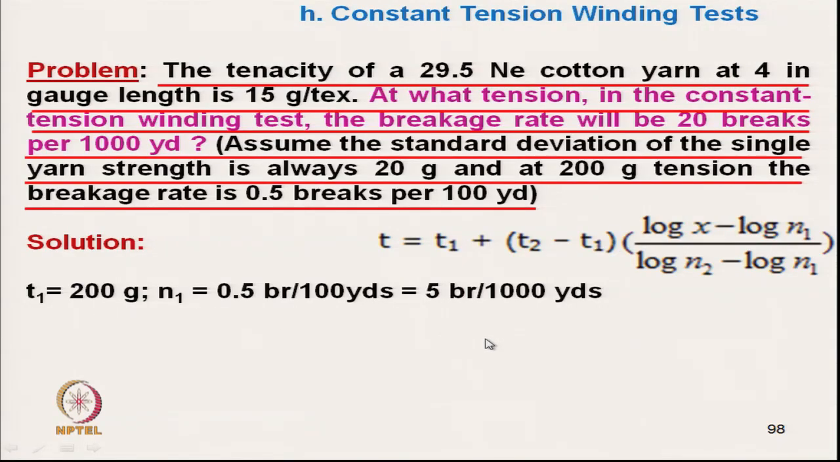Now, T 2 how will you get? So, we want to measure T and x value. This is what we want, the tension T value, and x value is given 20 breaks per 1000 yard, x is here 20, that is known, but we do not know the T 2 value, we do not know the N 2 value. Now, how do we get?